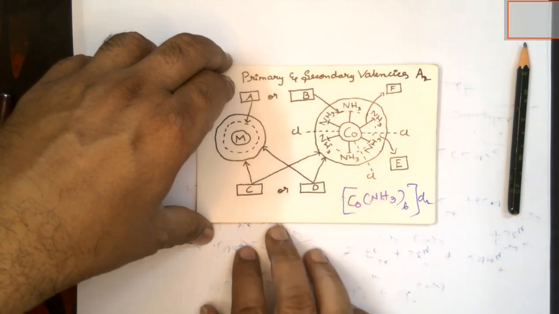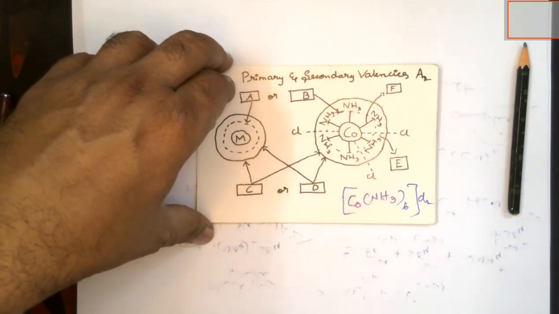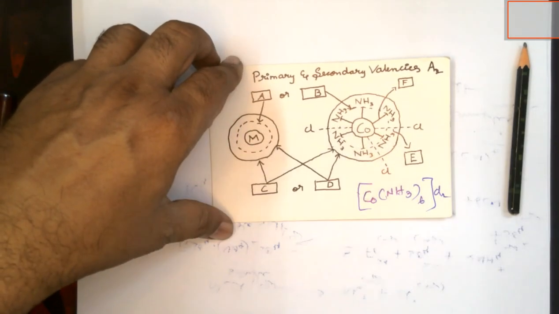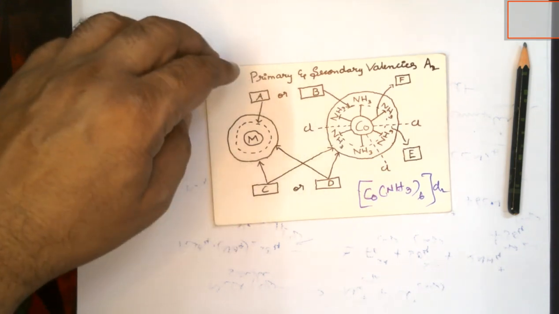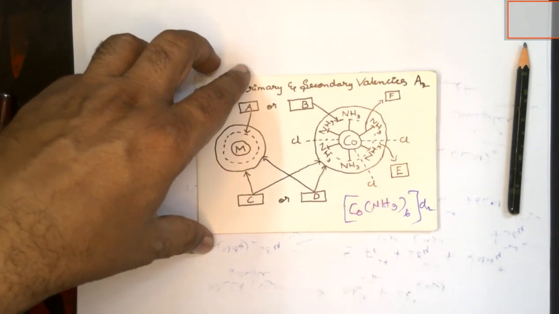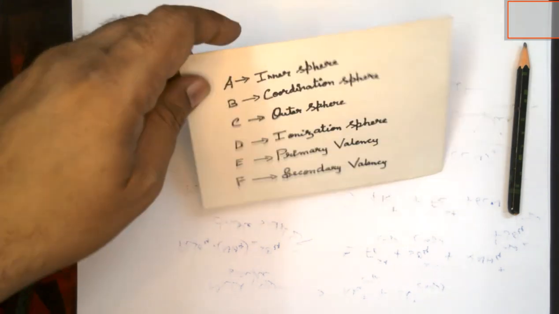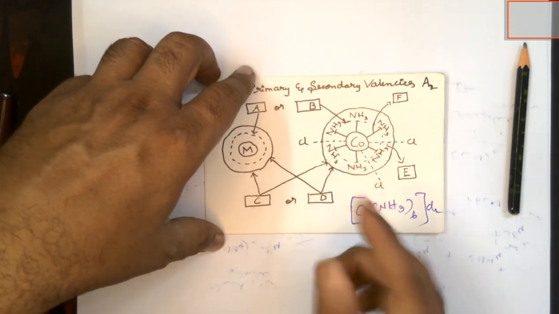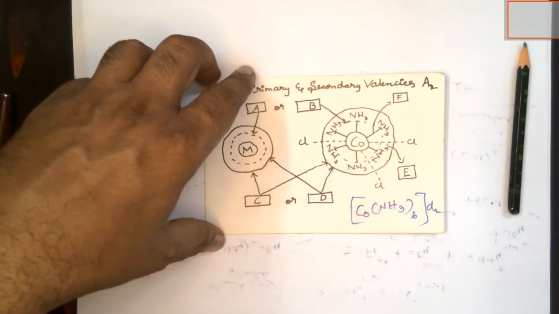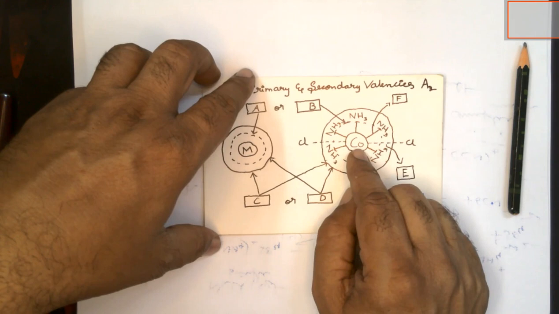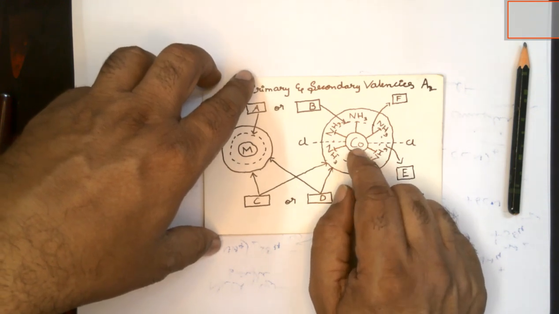Now I have indicated here with some labels A, B, C, D, etc. Now what about this A? A is the inner sphere. Okay, take down. A is inner sphere. And as you know, what about C? C is the outer sphere. So inner sphere, outer sphere, right? And the outer sphere is naturally what? Ionizable. Okay, take down. So outer sphere is ionizable. Inner sphere is tightly bound with the coordination bond with the central metal atom.